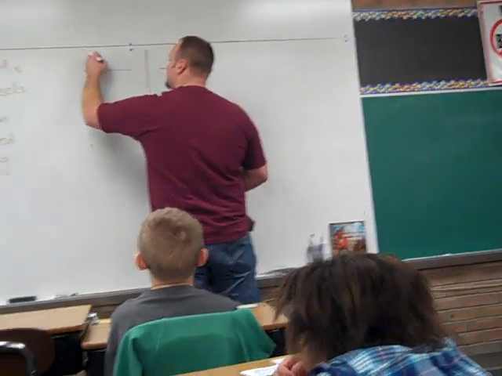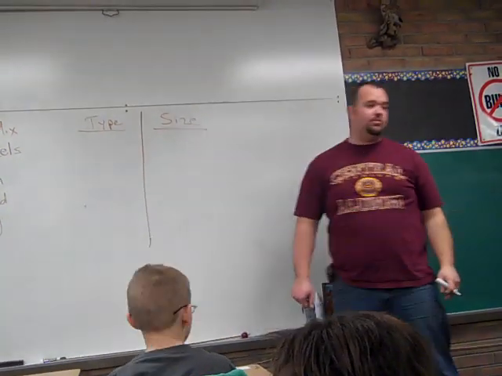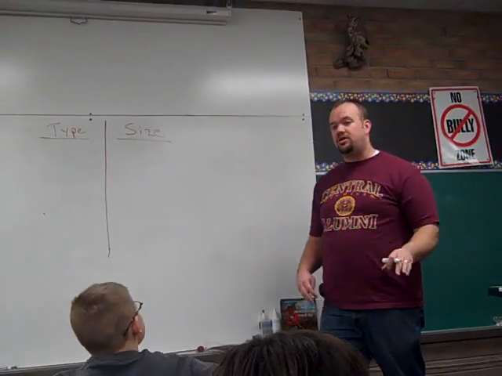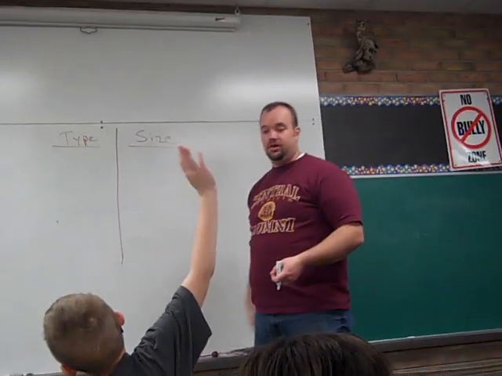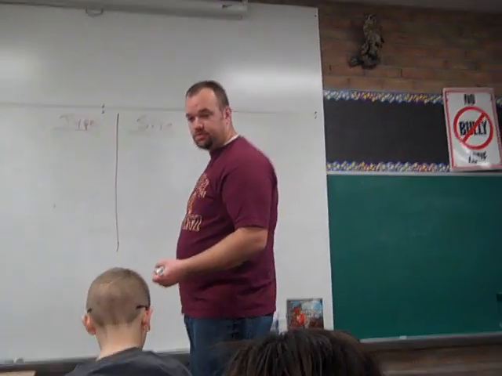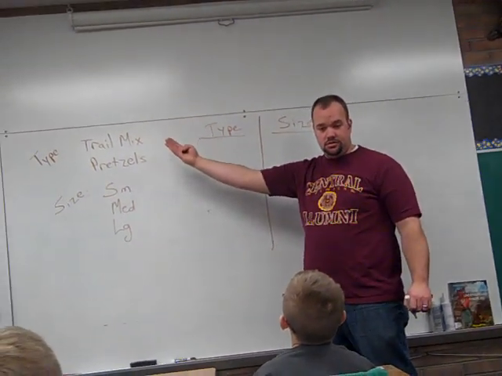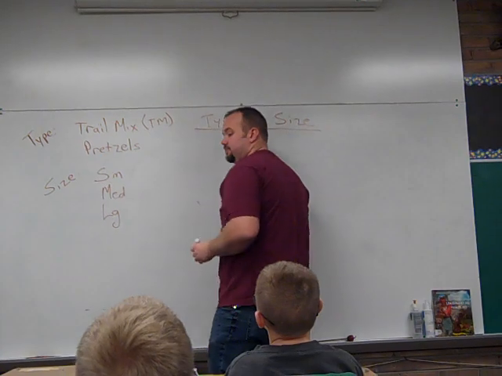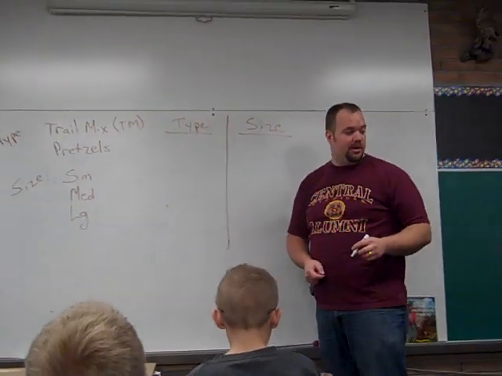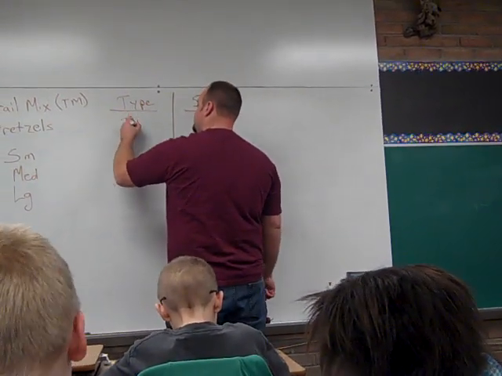Okay, so what are my two headings for my table here? Type and size. Now, if you cannot figure out the heading for your table, that's okay, because you're going to start noticing a pattern in the way we do these. What type do we want to start with? Trail mix. Okay, so I'm going to abbreviate that just TM. And I want you to be making this table on your paper by number 1. Okay, so under type, we have trail mix.